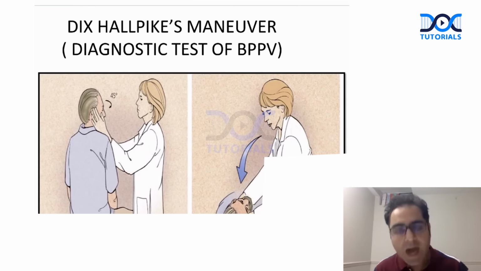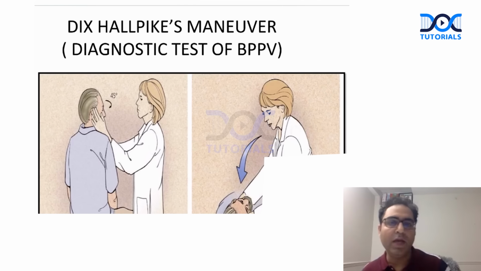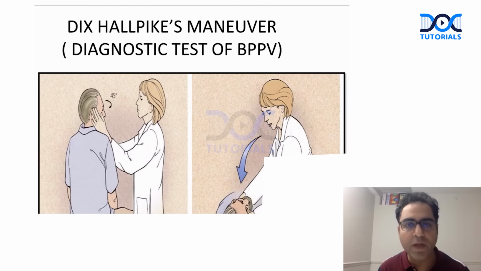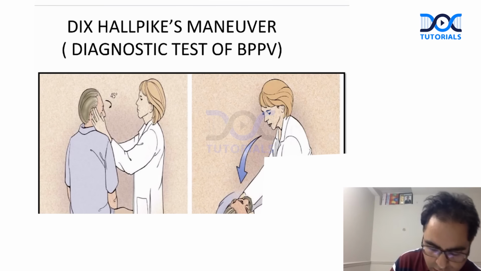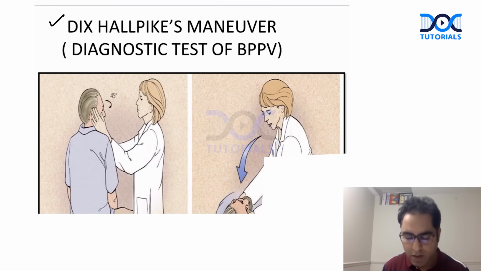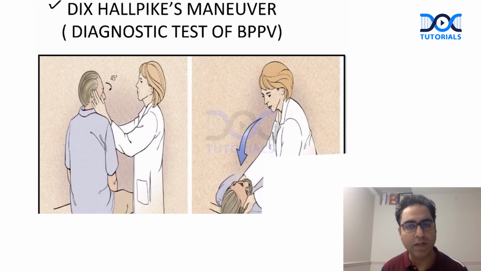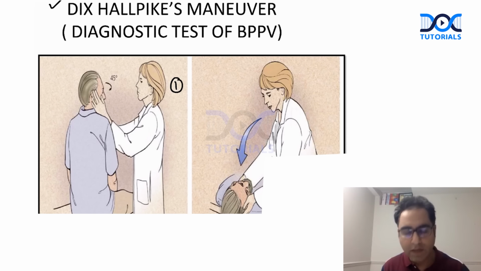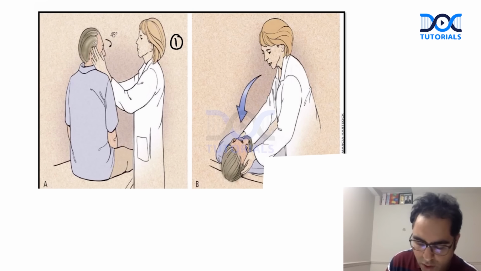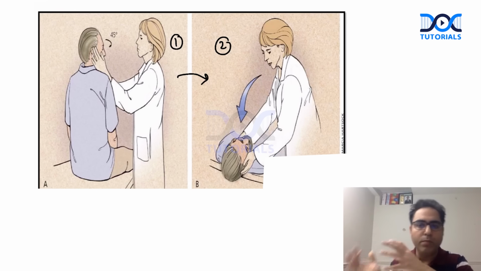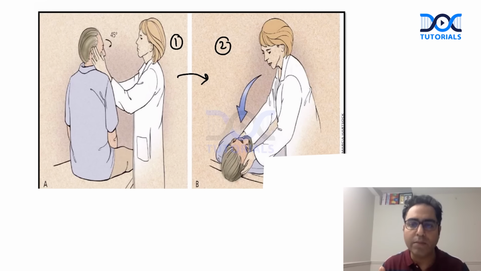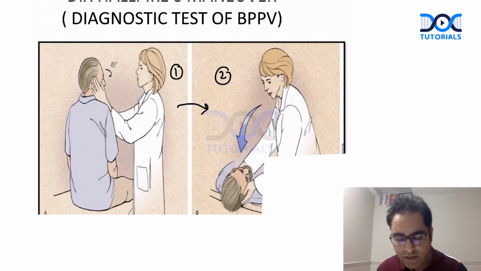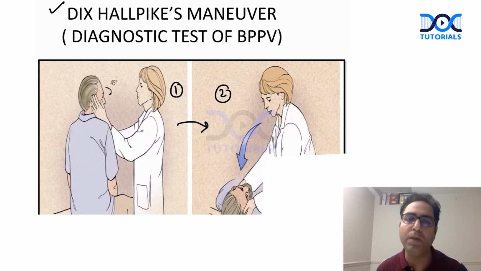Now, how do we prove BPPV? The diagnostic test of BPPV is the Dix-Hallpike maneuver, and this can be a visual question in the paper. In the Dix-Hallpike maneuver, you will have 2 positions given in the exam. The first position is sitting, and suddenly the doctor will bring the body of the patient down. The moment you do this, the patient will get vertigo and nystagmus, and that proves BPPV. This visual question with 2 pictures, 2 positions like this, is the Dix-Hallpike maneuver, which is the diagnostic test of BPPV.